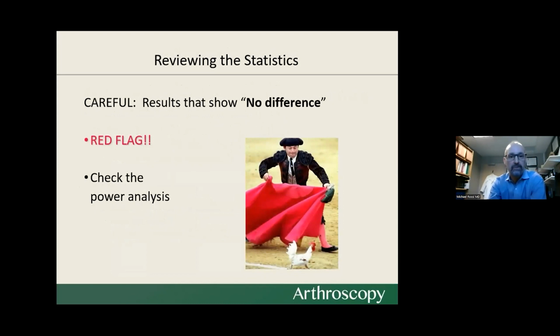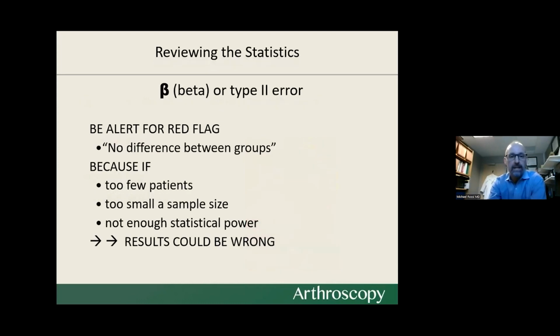Be very careful of results that show no difference. This is a red flag. The power analysis should be checked. Why? Because they may be subject to beta or type 2 error. Be alert for this, for no difference between groups. They may have too few patients, too small a sample size, not enough statistical power. The results could be wrong.